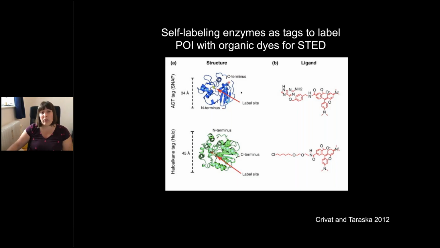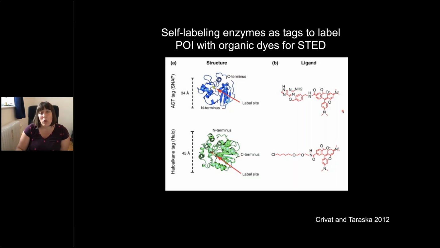And the way that it works, they are enzymes, so they react with a ligand, a benzyl guanine in the case of SNAP, and a chloroalkane in the case of Halo, which is conjugated to a fluorescent dye. And what results from the reaction is that your organic dye becomes covalently attached to SNAP and Halo. And they are orthogonal to each other, so they can be used in multicolor experiments.